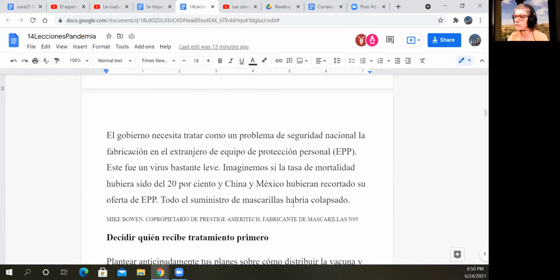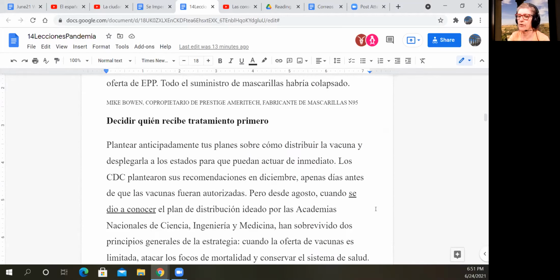¿Hay algo reflexivo aquí? Creo que no. Oh, sí. Este término, la tasa, ¿qué quiere decir la tasa? La tasa de mortalidad. Rate. Sí. La tasa de mortalidad would be the mortality rate. The scale of death. Okay. A ver, bueno.